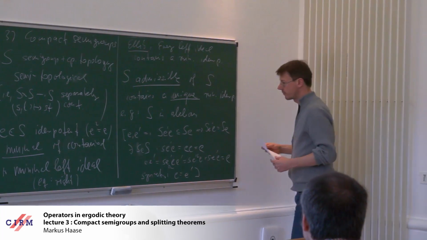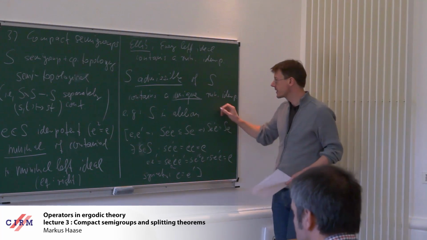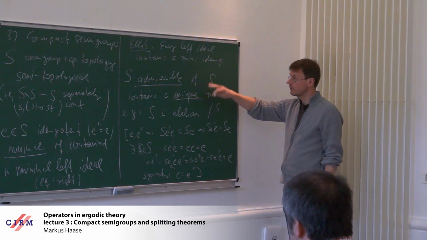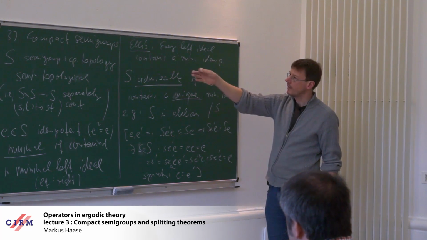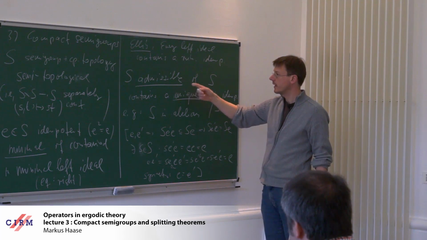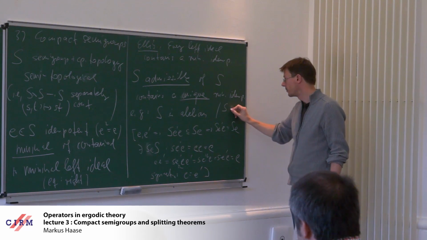Okay. So this is one important case. Another important case where this is always true: somehow left semi-topological, compact semi-topological semigroups that are always admissible is if S is a minimable semigroup.